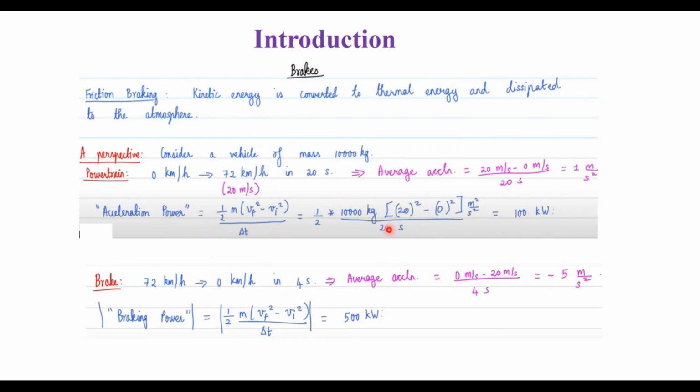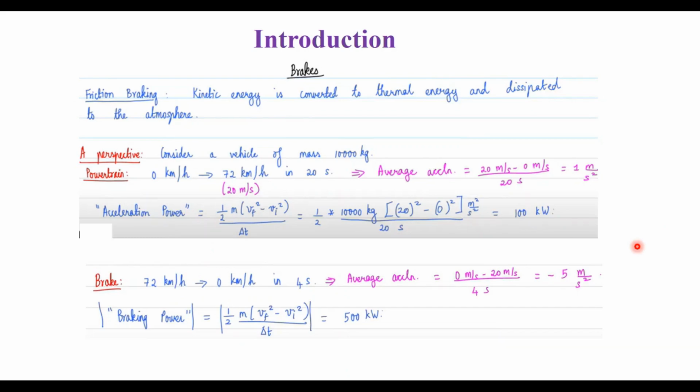So when you do this, what happens? You get the acceleration power is 100 kilowatt, which is more powerful. People think that increasing the speed of the vehicle from 0 to 250 kilometer per hour, 0 to 100 kilometer per hour, 0 to 125, depending upon the specification, that acceleration power is more powerful than the braking power. It is the other way around.